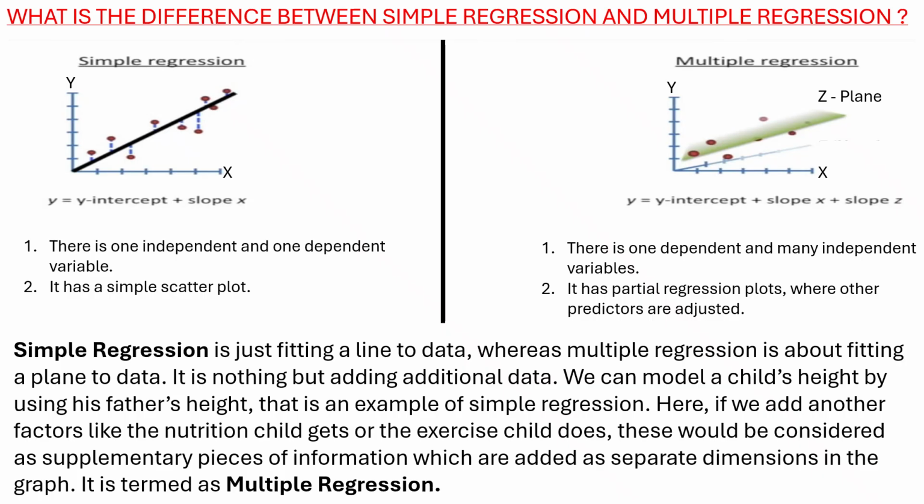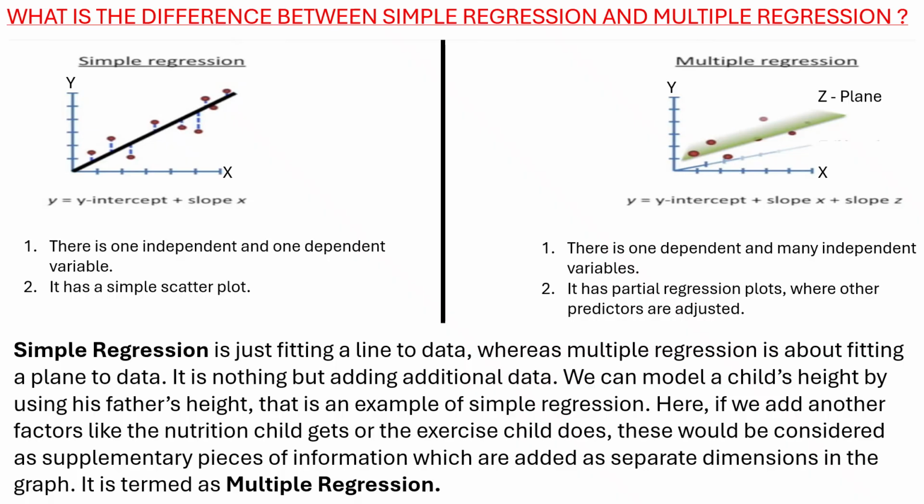Now simple regression, as far as the practical visualization on a graph is concerned, is nothing but the fitting of a line to data, a single two-dimensional line to a data. Whereas multiple regression is about fitting an entire three-dimensional plane to a data. It is nothing but adding some additional supplementary data.